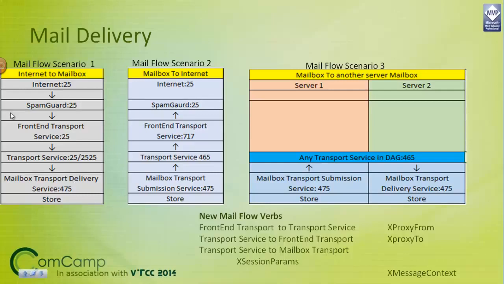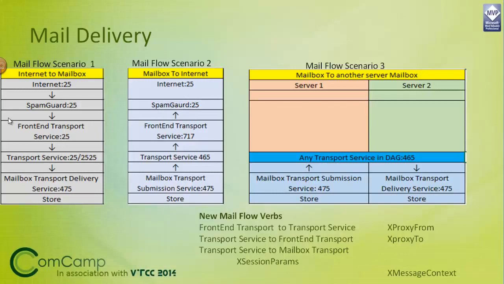Let's take mail flow scenario two, where a mailbox from your organization is sending an email to the internet. How does the mail flow? From the store, from the mailbox database, the mail will be picked up by mailbox transport submission service. Then mailbox transport submission service will forward the email to transport service on port 465.